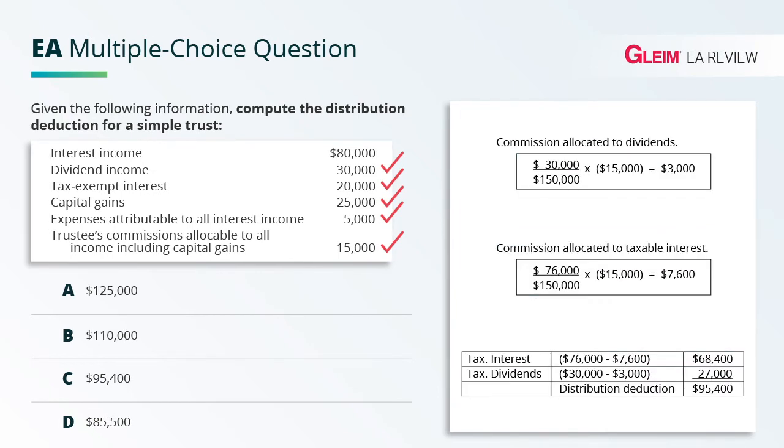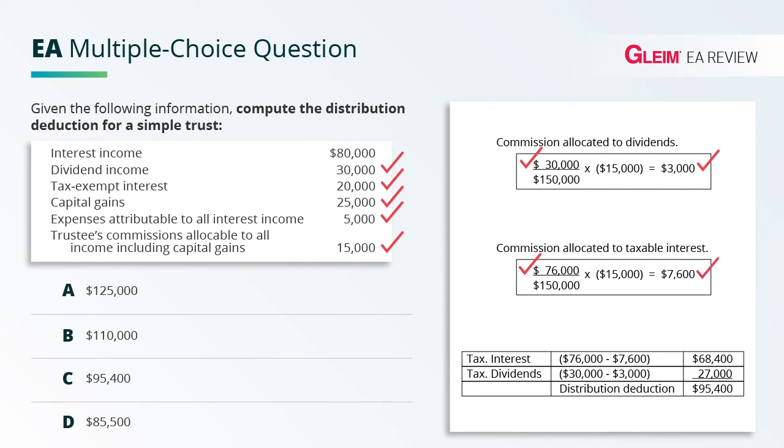So the way we do this is we take the respective $30,000 of dividend income and divide that by the total income of $150,000. We multiply that by the $15,000 trustees' commissions, and we get $3,000 allocable to dividends. We do the same thing for the taxable interest. So the taxable interest, we calculate as $76,000, divide that by the total of $150,000, multiply that by the $15,000 trustees' commissions, and we get $7,600.